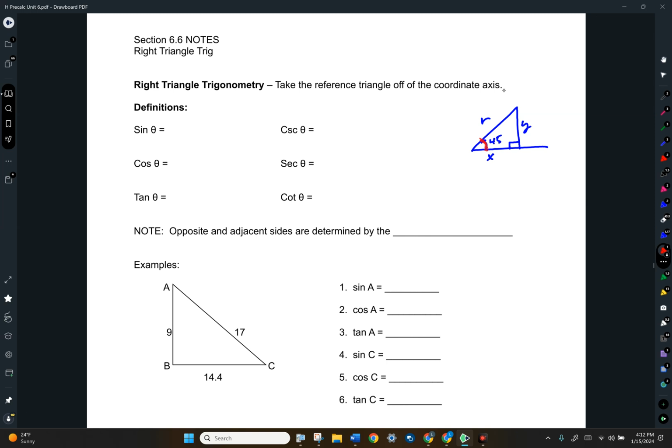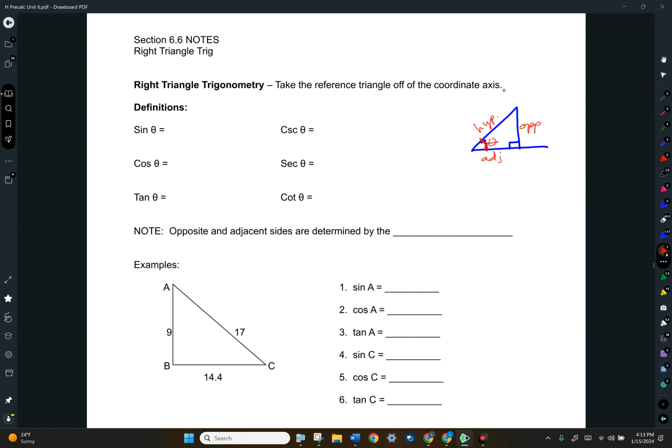So if this is my reference angle, and I'm going to make it generic, I'll say this angle is theta, and I'm only choosing this one. I could choose the other angle if I want. Then instead of X, Y, and R, we're going to talk about the side opposite the angle, which would be over here, or the side that's adjacent, meaning touching the angle. So this is going to be the adjacent. And notice the opposite and adjacent are the legs of the triangle. And then the hypotenuse, we're just going to call hypotenuse.